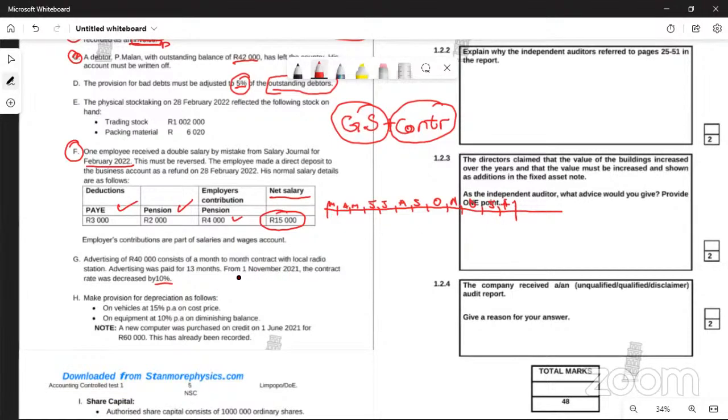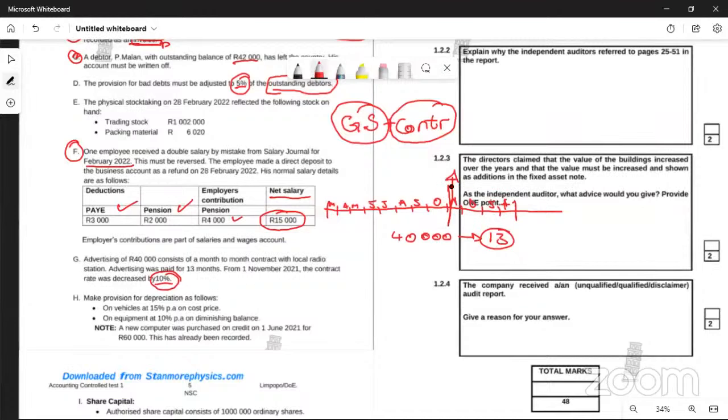But from 1st November, there was a change. Remember the advertisement of 40,000 consists. So this 40,000 that you see is for how many months? Is for 13 months. And yet we are looking for advertisement for the 12 months. The contract rate was decreased by 10%. From when? From 1st of November, there was a change.